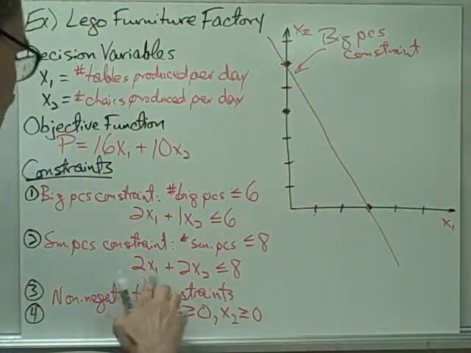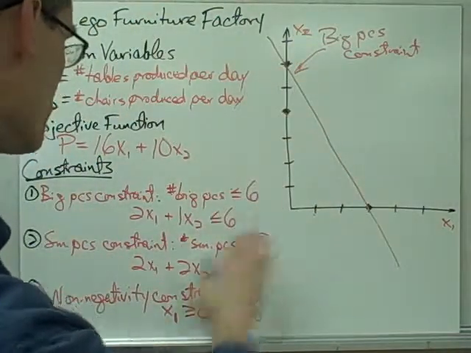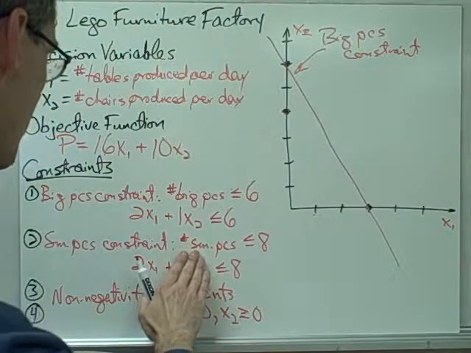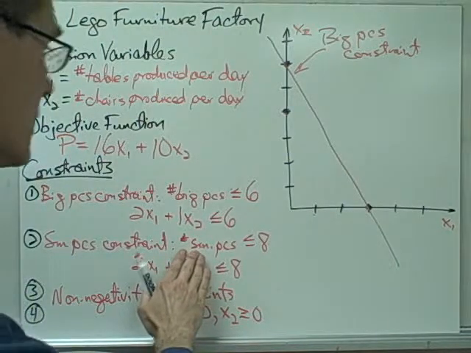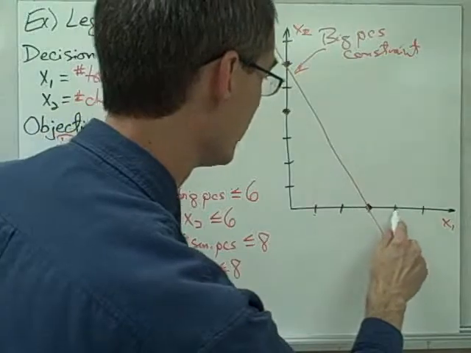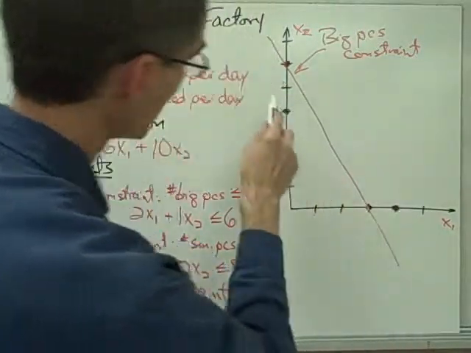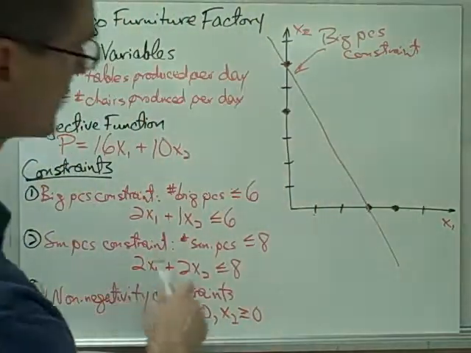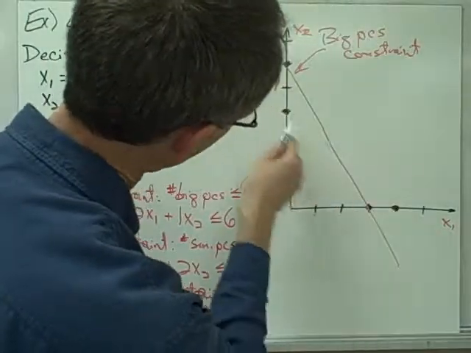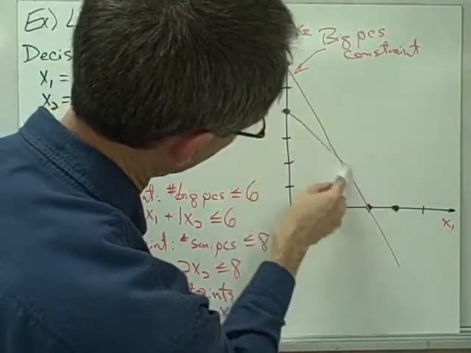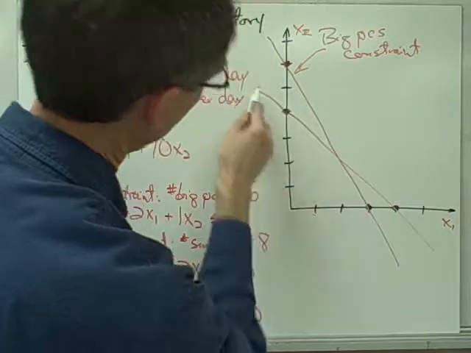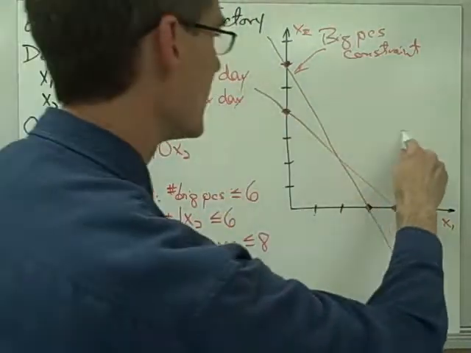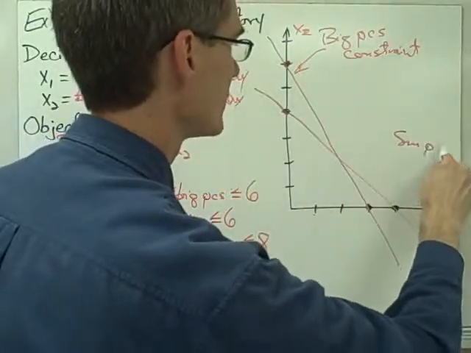And if I let x2 be equal to 0, then this term goes away, and I have x1 is going to be equal to 4. So 1, 2, 3, 4. So there are my 2 intercept points for this constraint. And again, if I connect these up, then here I have a graph of my small pieces constraint.